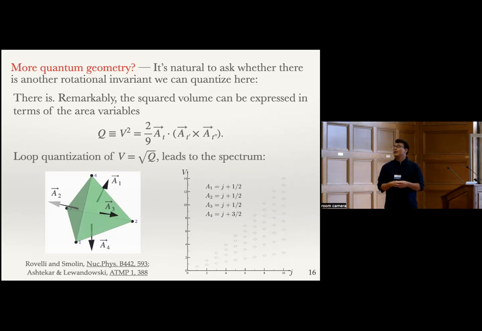Lots of hard work in the 90s led to a loop quantization of this volume operator, now seen on the Hilbert space as this collection of four angular momenta. And that volume operator has a discrete spectrum as well as the area vectors themselves. So on the right here, it's a little bit faded on the screen, but you can see these open circles. Those are the spectral values of the volume, where I've, just for plotting convenience, connected the areas of the four faces of our tetrahedron so that they're all expressed in terms of a single spin parameter.